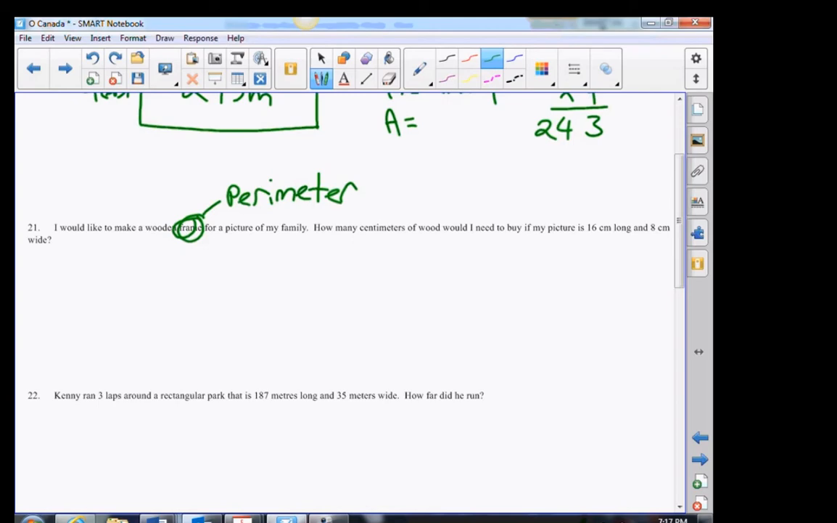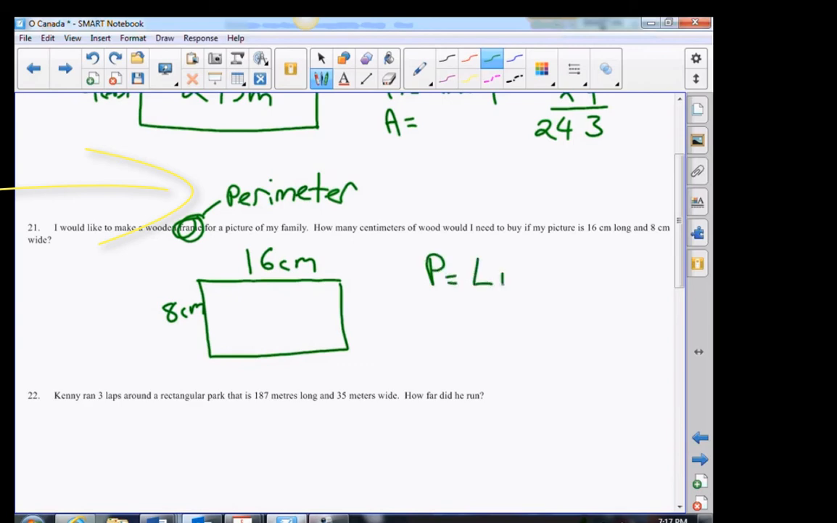I know that pictures are usually rectangles, so I'm going to draw a rectangle with a 2-to-1 ratio because it's twice as long as it is wide. 16 centimeters and 8 centimeters. Again, it is the perimeter because it's framed, so I'm going to do a perimeter equation. P equals length plus width times 2, sorry. Perimeter, so not length times width.